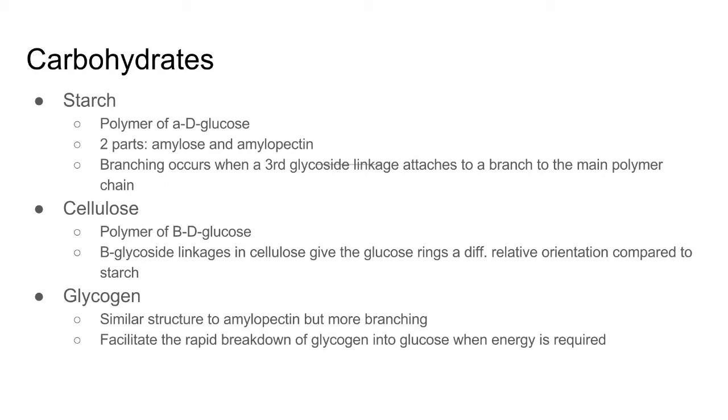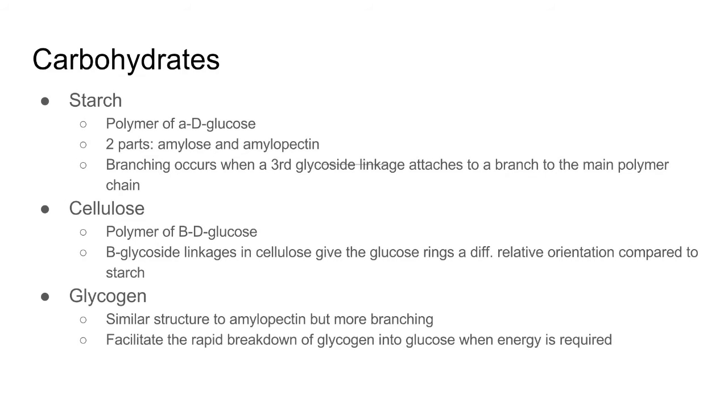Moving forward, cellulose is a polymer of beta-D-glucose, and those linkages in cellulose give the glucose rings a different relative orientation compared to the starch. So even though it is a minor difference, it is still a very important change. Similar to the amylopectin structure is glycogen, but it has more branching. And these branchings allow the glycogen to break down into glucose when energy is needed.